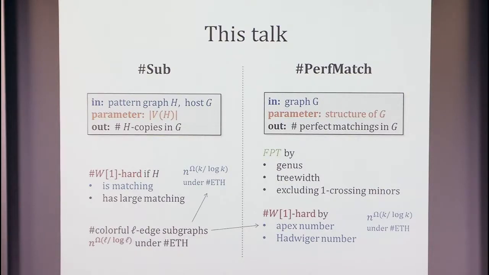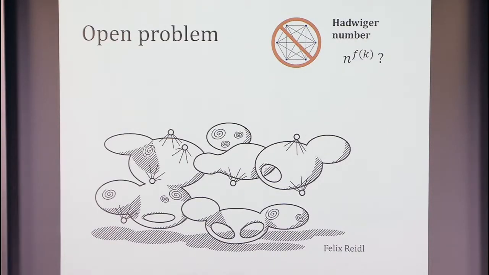Let me just mention some open problems. One big open problem would be if you can count perfect matchings parameterized by the Hadwiger number in time n to the f of k. So what do we know here? We know that we can handle surfaces of bounded genus in FPT time. We can handle apices in time n to the k, and we can do significantly better. We can handle clique sums of surfaces that have apices attached to them.